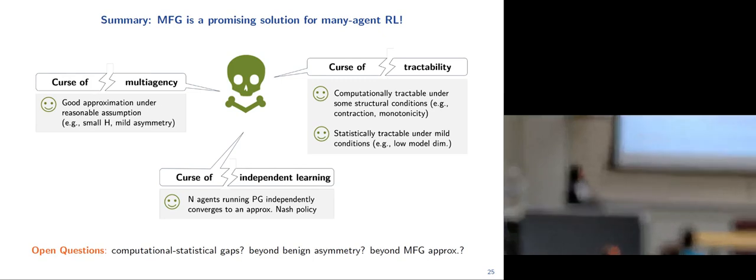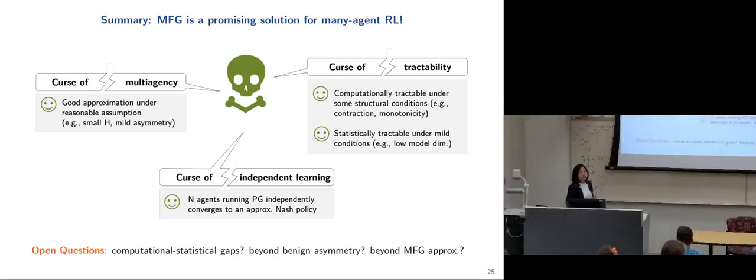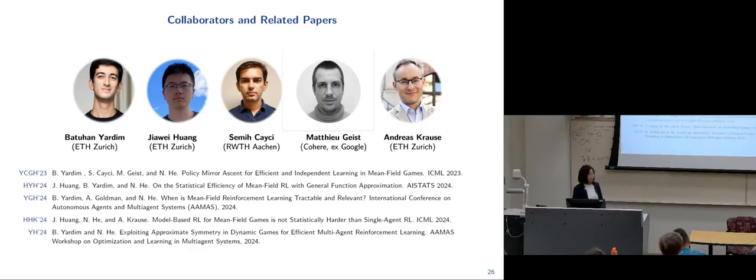Of course, as I said, this is more like the means rather than the ends. There are potentially many other ways that we can approximate mean-field games, and many open questions left unsolved. For example, can we address these computational and statistical gaps, as we see in some of these results? Can we go beyond this benign asymmetry and consider more generic heterogeneity assumptions? And can we construct other alternative approximations rather than mean-field games to address many agent reinforcement learning problems? With that, I just want to point out that there are many other results in these papers that I did not have time to cover in this talk, but feel free to check them out or ask me offline. All right. Thank you.